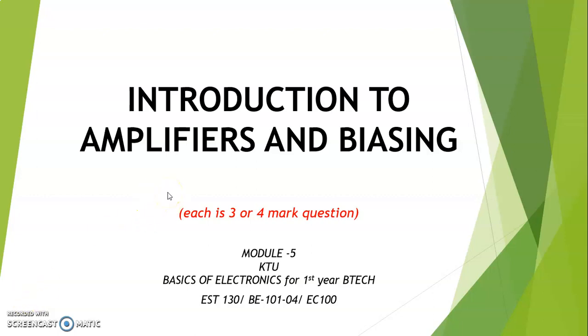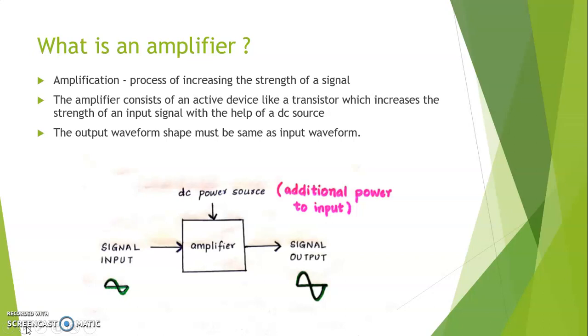In this lecture, we will study about amplifiers and biasing. Now let's see what is meant by amplification. It means the process of increasing the strength of a signal. So if this is an AC signal, its strength is increased without the change in shape of the signal. So amplifier is basically any device like a transistor, and this amplification process is done with the help of a DC power source. This provides the additional power to the input.